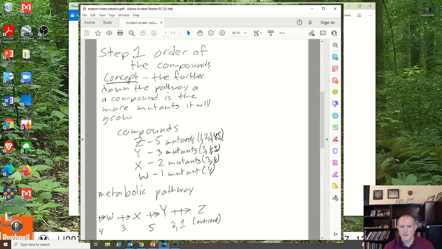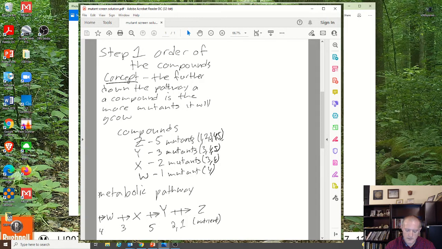And so the concept you're going to use is fairly simple, right? And it is that compounds that are farther downstream in the pathway will grow more mutants. And that makes sense because the nutrient is at the very end of the pathway, right? And the nutrient is going to grow all the mutants, right? Because that's what all those mutants need. And so that's what you can use to remember the correct way to look at this concept. The farther down in the pathway, the more mutants will grow. And so write that out.